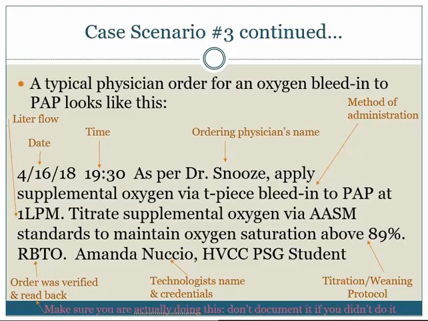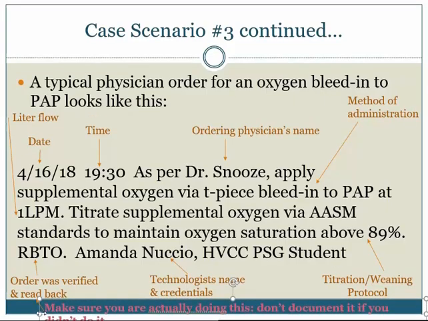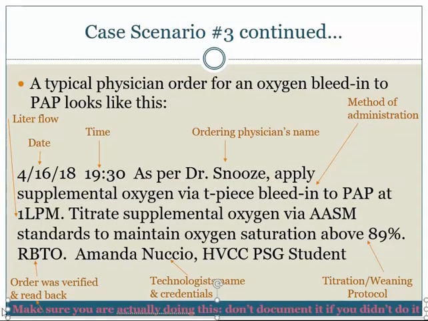So the ASM titration standards are: you start at 1 liter per minute, wait at least 15 minutes between each change. Once you hit 4 liters, check all your equipment. And it'll typically have the SpO2 range between 88 and 94. But again, this is where, based on this patient's history, the physician chose above 89, which means you're going to 90 or greater. So make sure that you are actually verifying and reading back the order. You can't document it if you didn't do it.